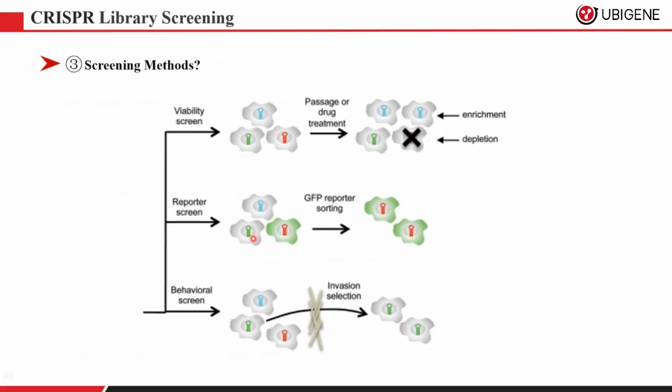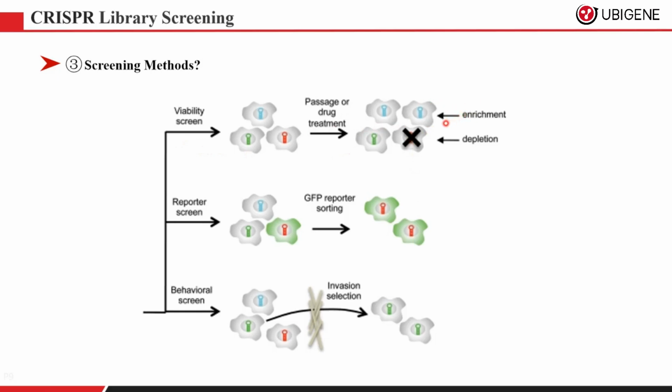So after constructing the cell pool, the next step is to decide on screening methods to identify target genes. Here are 3 common screening methods: viability screen, reporter screen, and behavior screen. Generally, the most common method is to screen based on cell viability. For example, after passing gene or drug treatment, cells may experience alteration in their viability or mortality. By collecting the surviving cells, we can analyze the target gene.